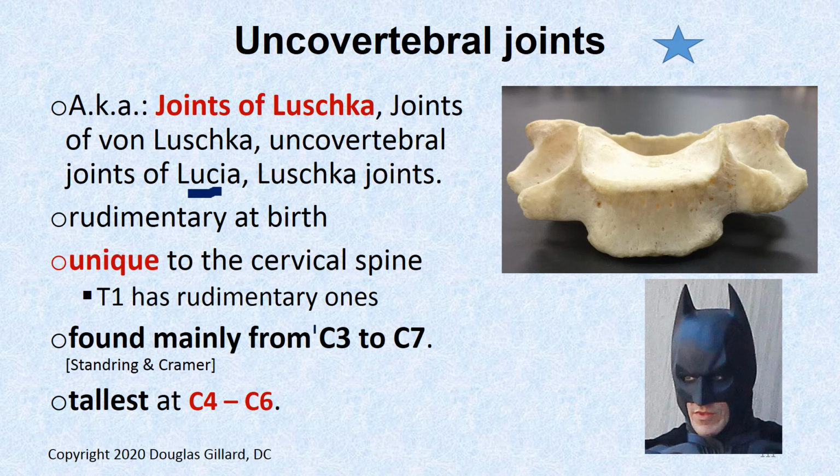They are found between C3 and below. C2 and C1 don't have them. C3 can have little remnants of one. T1 can actually have a remnant as well. They're the tallest between C4 and C5 and 6.